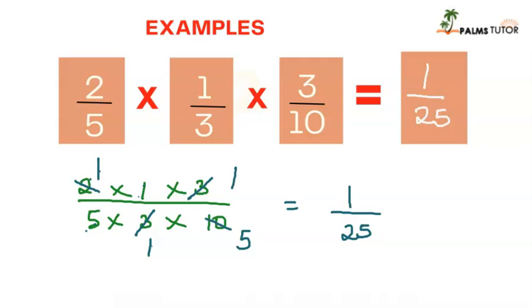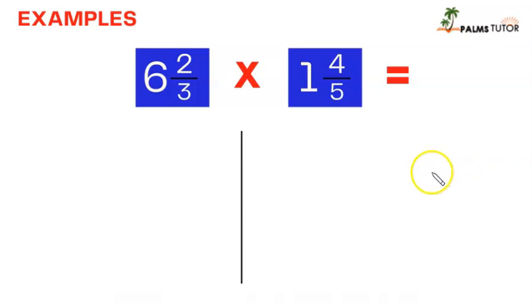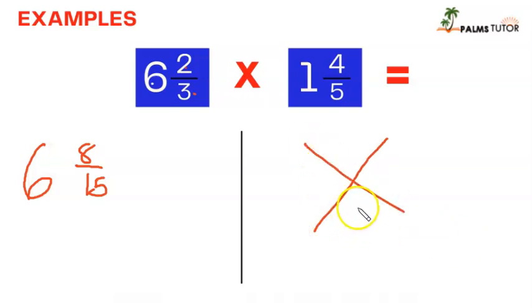What if we then have fractions that have whole numbers like this? Do we multiply the whole numbers too? Let's try that. So we have 6 times 1 gives us 6 whole number. If we do this, 2 times 4 gives us 8, and 5 times 3 gives us 15. That will be our answer: 6 whole number, 8 over 15, but this will be totally wrong, right?